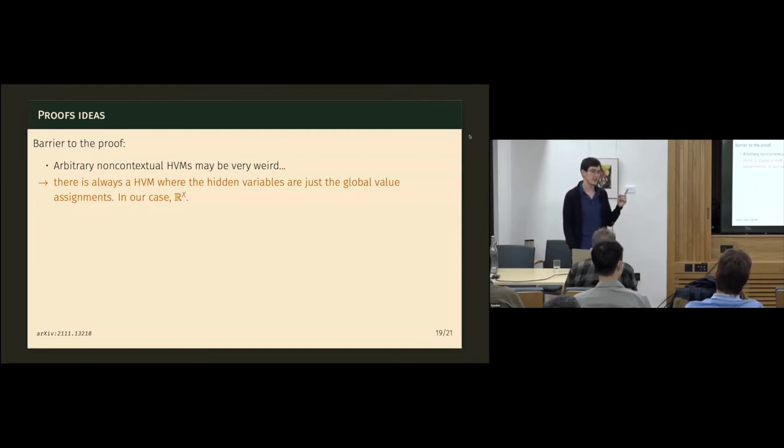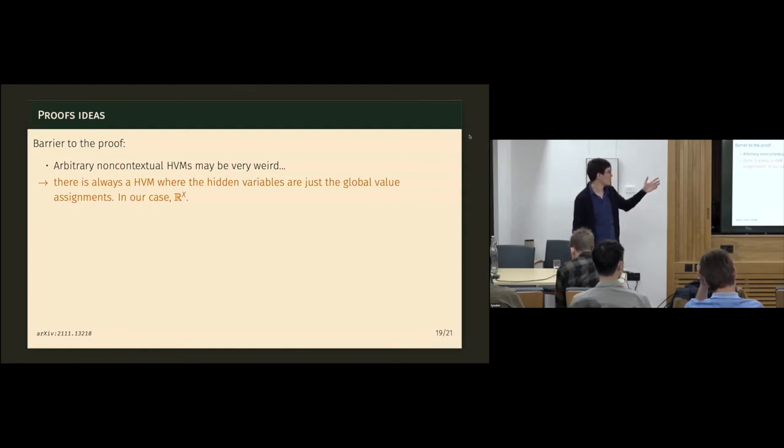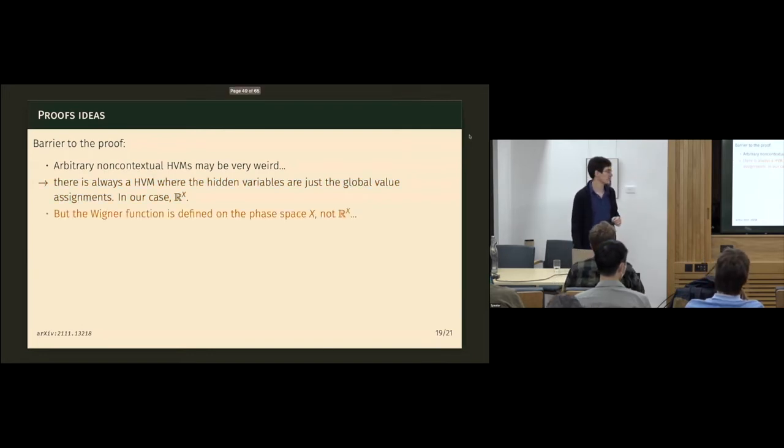And we also extended this result to the CV setting. So basically, you have some canonical HVM we can consider. In our case, global value assignments are just functions from R^2N to R, and X is R^2N itself. But here is a mismatch, because the Wigner function is not defined on R^2N, it's defined on R^2N, so you have a mismatch, right?